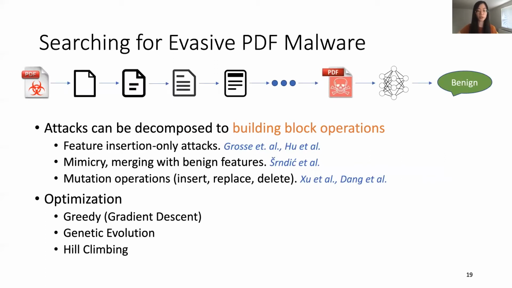To define the new distance metric, we looked at how real attacks search for evasive PDF malware variants. The attacks start from a PDF malware seed and conduct a series of building block operations while keeping the maliciousness of the PDF until it succeeds at evading the target malware classifier. The building block operations include inserting features, merging benign features to the malicious feature vector, and basic mutation operations. The attacks optimize the search process using different methods, including gradient descent, genetic evolution, and hill climbing. Inspired by this, we define our distance metric to capture the building block attack operations. And the larger distance would mean that more building block attack operations are done.